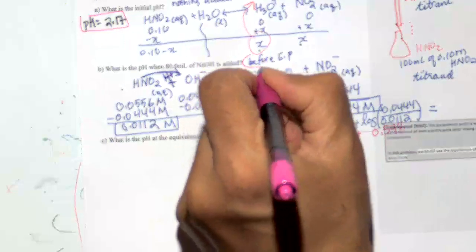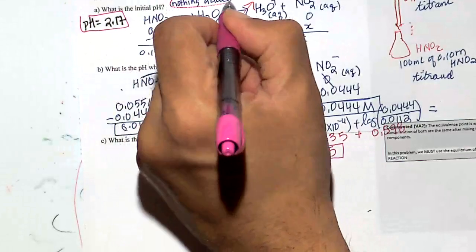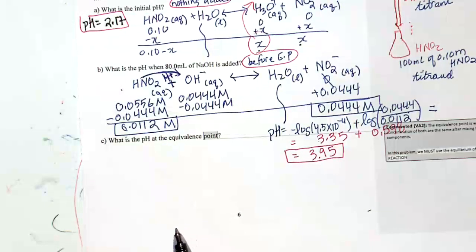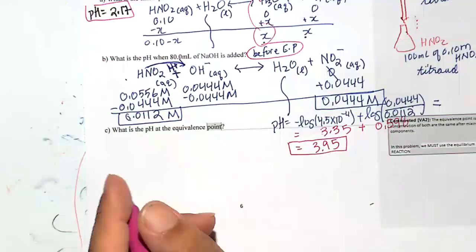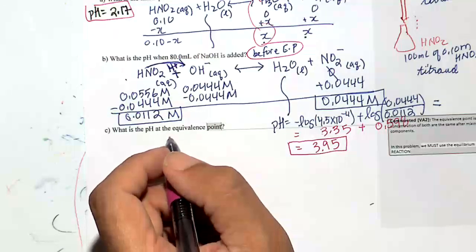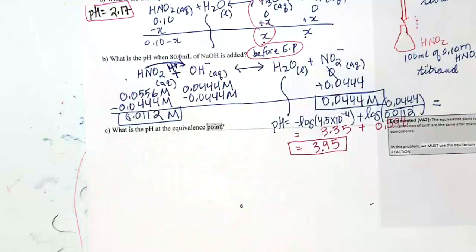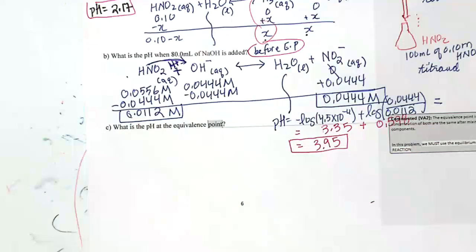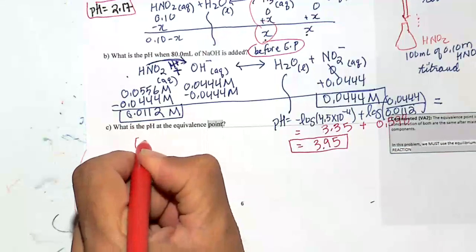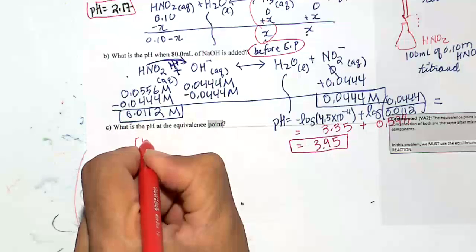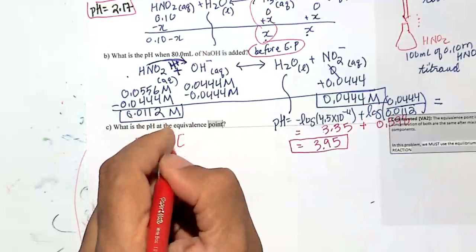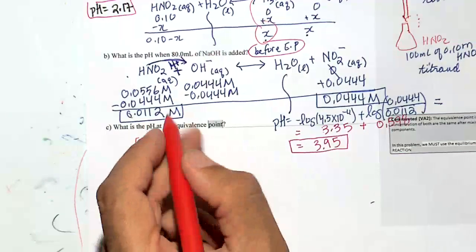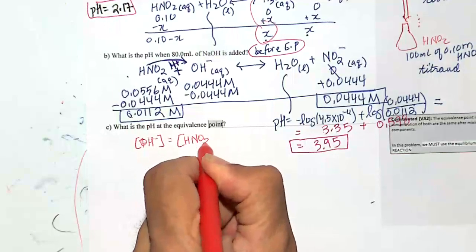So this is what you do before the equivalence point. Part A is what you do when nothing is added from the burette in the titration. And now we're going to go through something even crazier at the equivalence point. Okay, are you guys ready for this? All right, what is the pH at the equivalence point? First of all, what is the equivalence point? It is when the titrant, in this case OH minus, is equal to the titrand, the thing that's sitting in the flask, and that is HNO2.